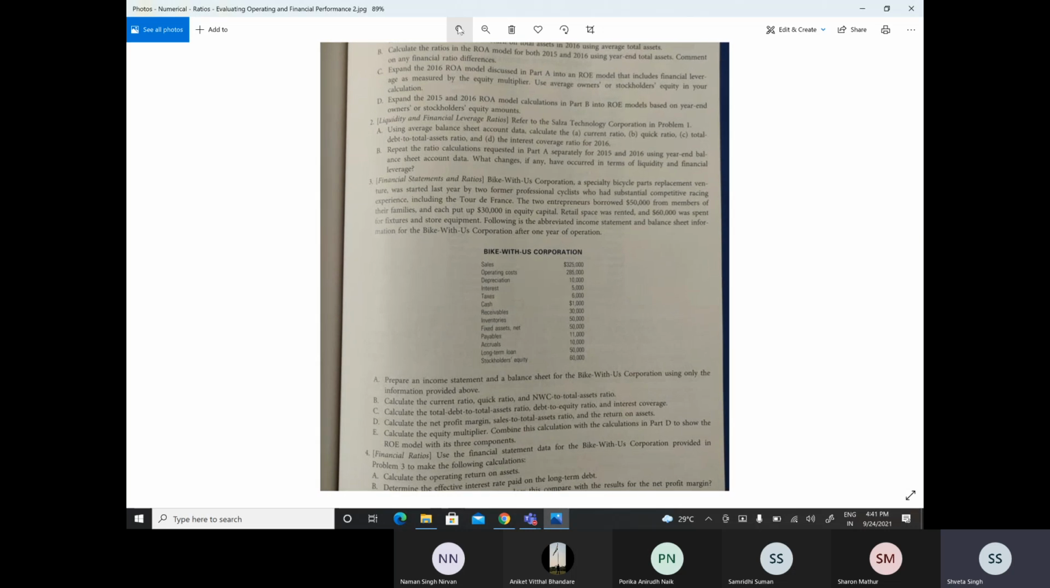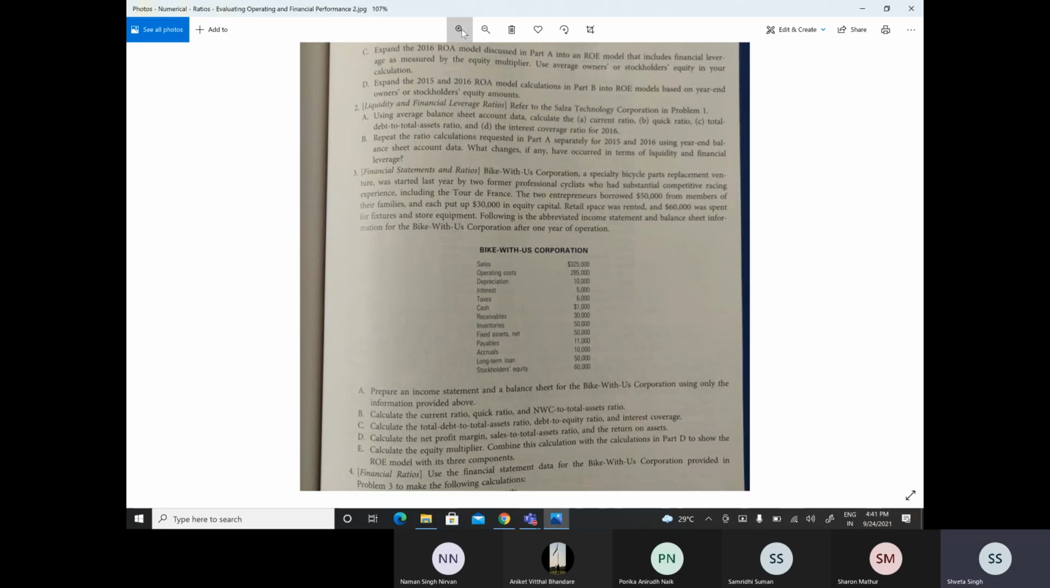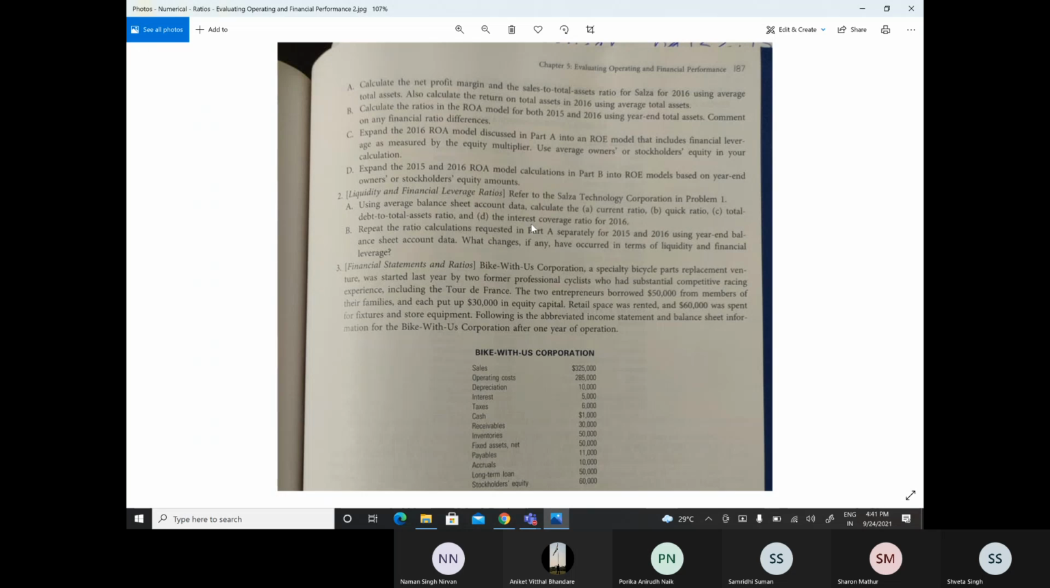Now, based on this data, we are to calculate the following ratios. A, calculate the net profit margin and the sales to total assets ratio for Salza for 2016 using average total assets. Also calculate the return on total assets in 2016 using average total assets. B, calculate the ratios in the ROA model for both 2015 and 2016 using year-end total assets. Comment on any financial ratio differences.